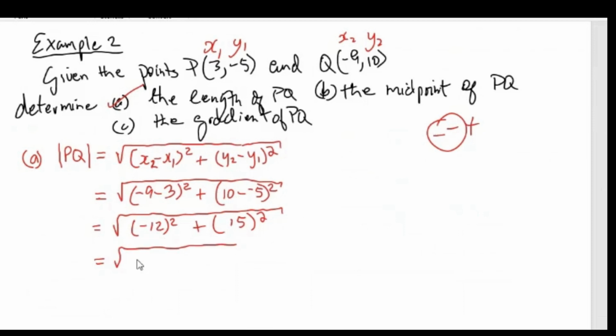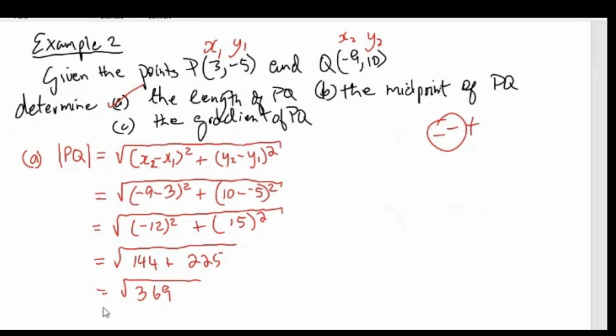And 12 squared is what? Now, -12 times -12 is positive 144. 15 times 15 is 225, which will be equal to what? The square root of 369.